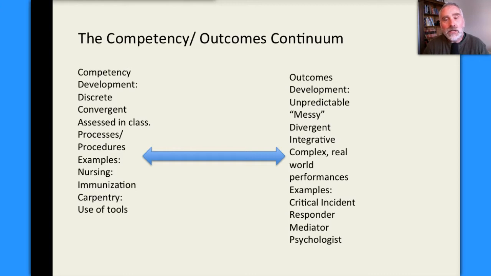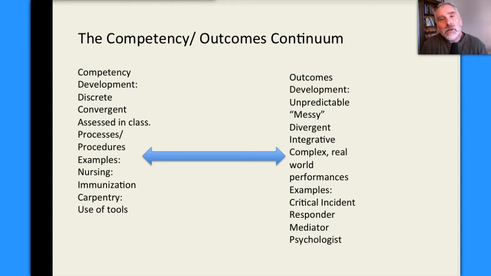The other end of the spectrum, we have outcomes development. Now, outcomes, as we've talked about in the last kitchen table teachings, are unpredictable. They're messy. They're divergent. They're integrative. They synthesize competencies together. They try to simulate complex real-world performances. Now, examples of these are critical incident commanders. These are people who respond to hazmat spills or plane crashes, any number of things like that. They have to be able to put together, integrate, and synthesize a number of complex competencies in real time. Mediators, psychologists, those sorts of things.